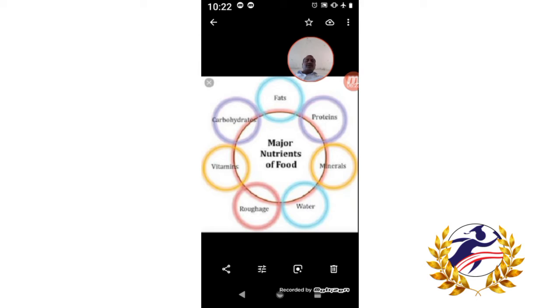When we eat food, according to the food that we eat, we get these kinds of nutrients. What are those? Carbohydrates, proteins, fats, vitamins, along with whatever plant parts we eat, they provide us roughage, and water also we consume. These are various constituents or the nutrients of our food, we can say.